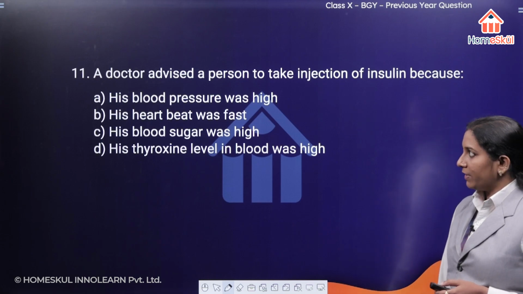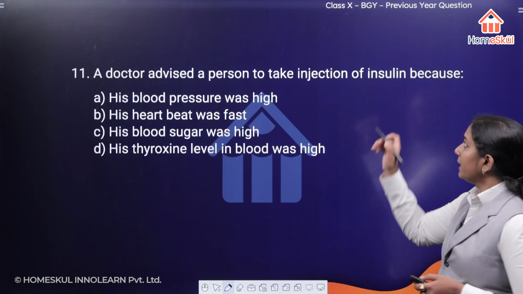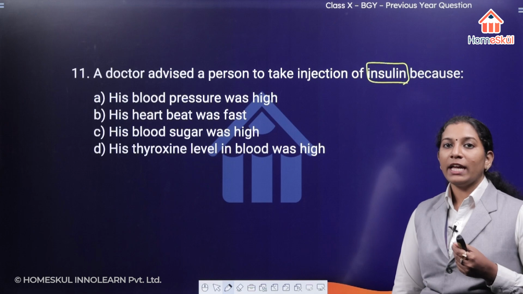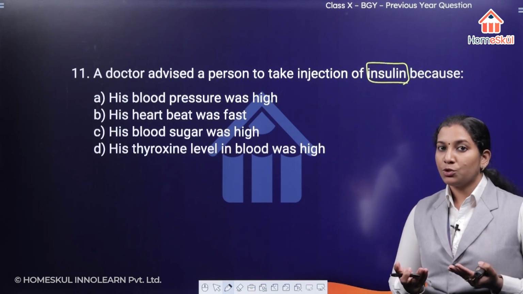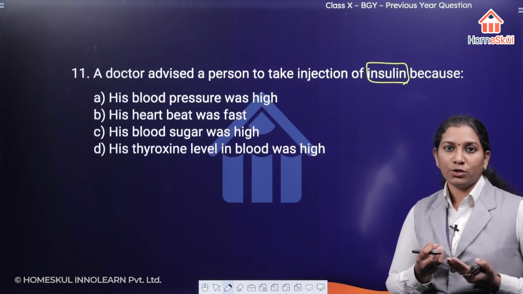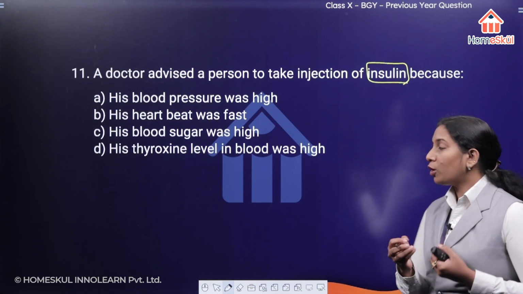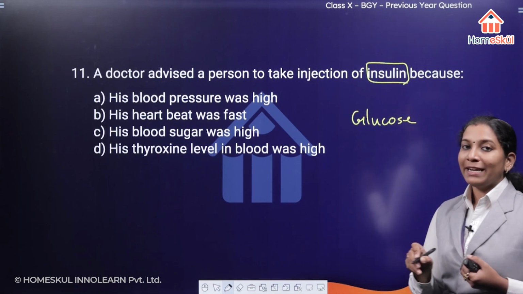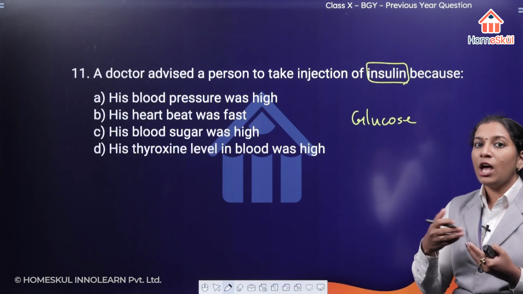Next, question number 11. A doctor advised a person to take an injection of insulin because, we know, what is the use of this insulin? We know that insulin is a protein, a hormone which is secreted from the pancreas. The pancreas is a heterocrine gland. When the normal blood glucose level gets increased, what happens?